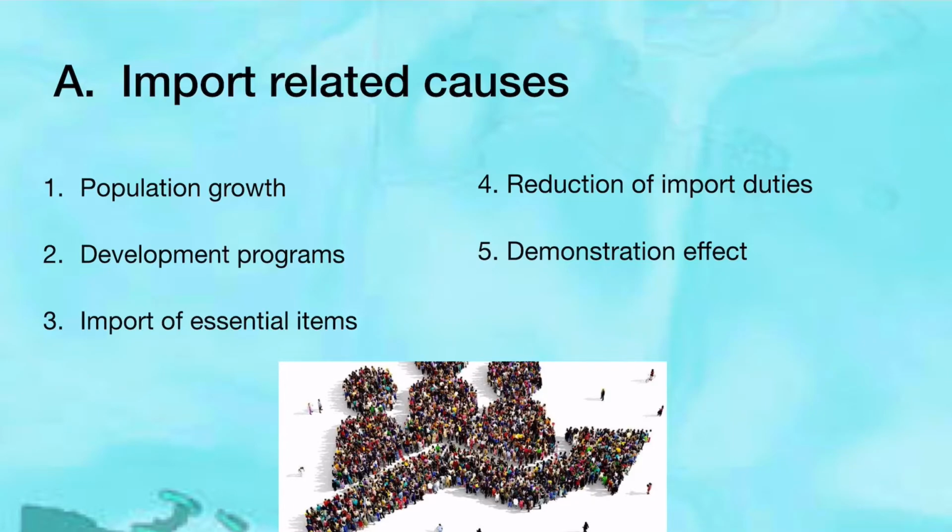Number 4, reduction of import duties. When import duties are reduced, imports will definitely become cheaper. There are certain categories of goods and services where the import duties, taxes, octroi, and transportation charges are very low. Because the cost of import is less, people tend to depend more on imported goods than purchase domestic goods. So one of the major causes for increase in imports is reduction in duties.